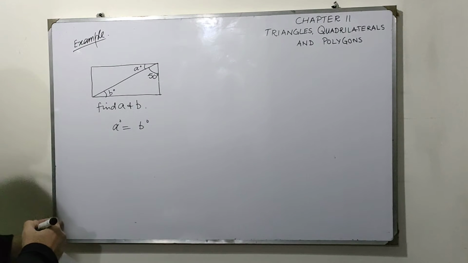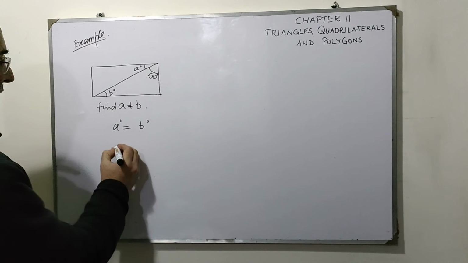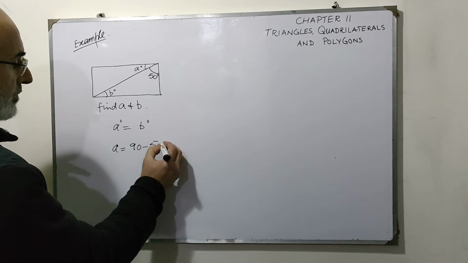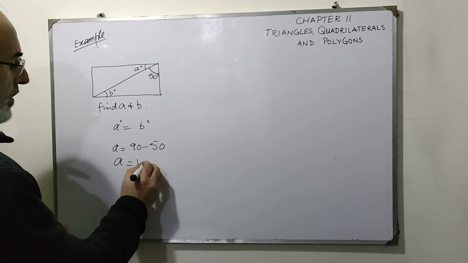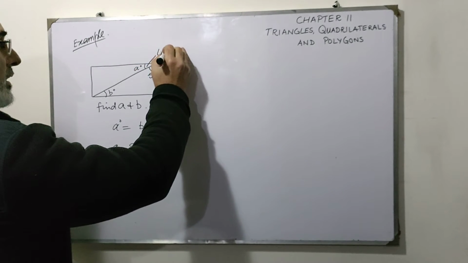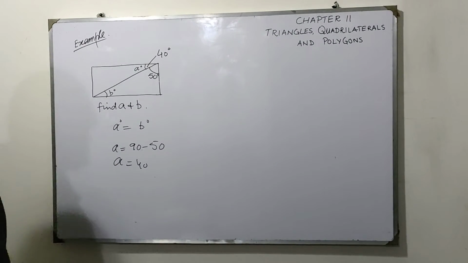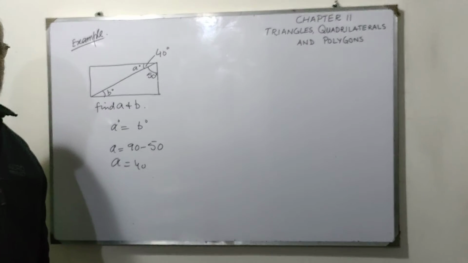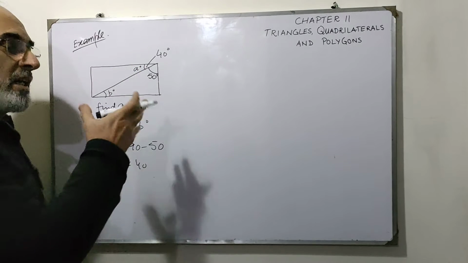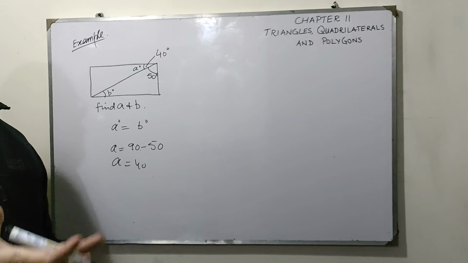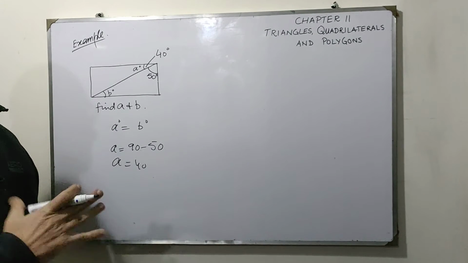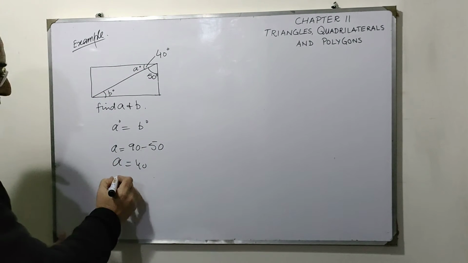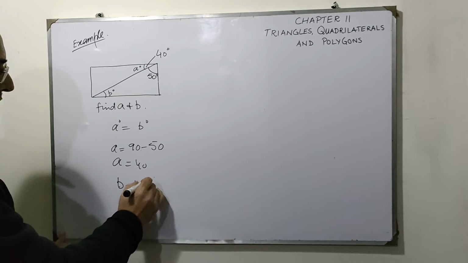So what are we going to do? A is equal to 90 minus 50. So A is equal to 40 degree. So A is 40 degrees. Because we know that the corner of a rectangle is of 90 degree, and we have to find A. So we need another angle, and we subtracted it from the 90, so we got the value of A. So whatever is the value of A is also the value of B. So B is also equal to 40 degree.